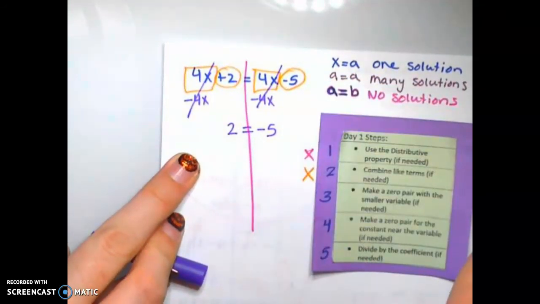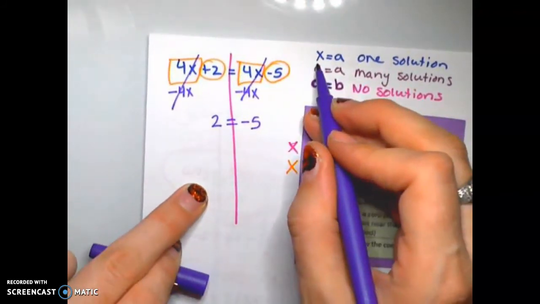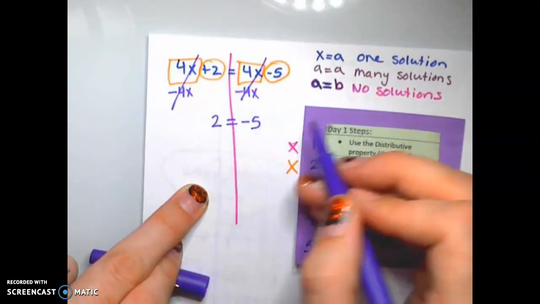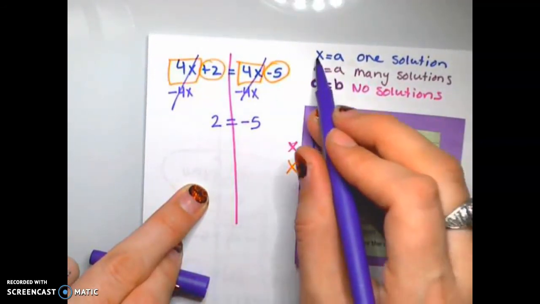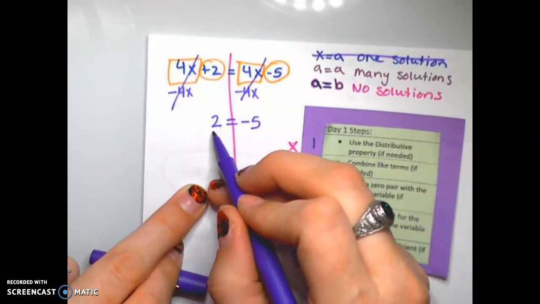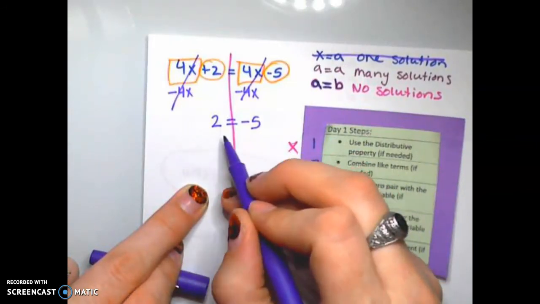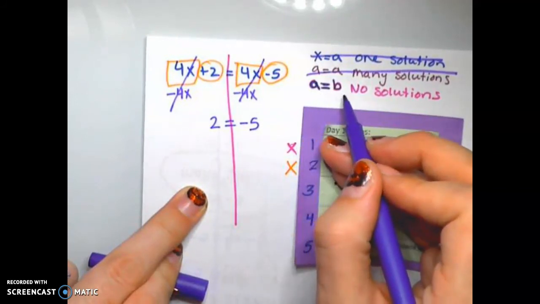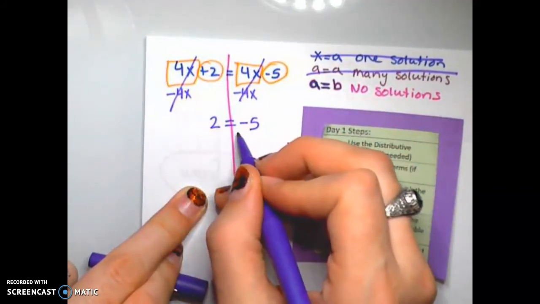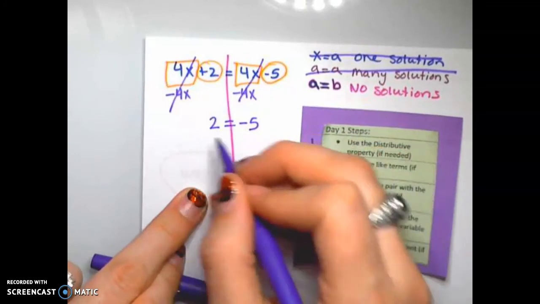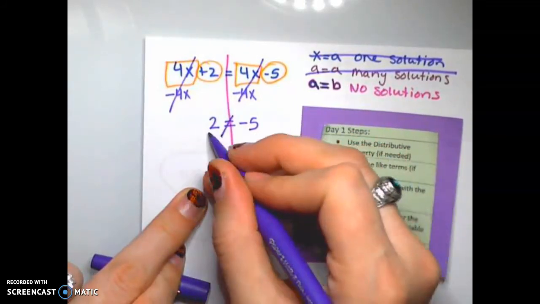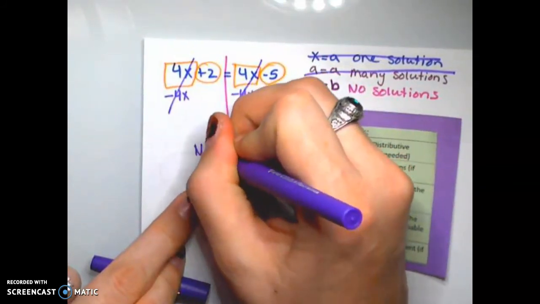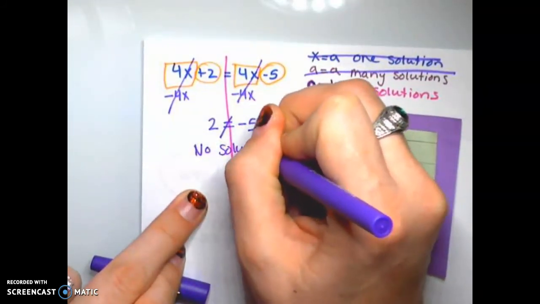And well, that looks weird, doesn't it? Well, let's look. X equals A. Well, there's no variable here, and it doesn't equal something. It doesn't equal that. So that's not one solution. A equals A. This is not the same number that equals each other, so it's not many solutions. So it must be this last one. A equals B, which is no solution. So I have 2 equals -5. There are 2 numbers that don't equal each other. They are not the same. They do not equal each other, so it is no solution. So you need to write no solutions.